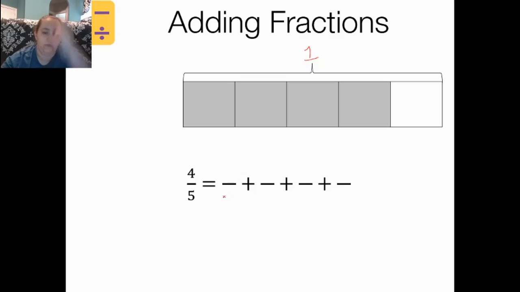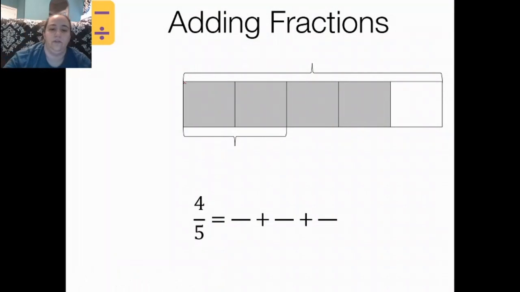So now we're going to write the unit fractions to show this addition sentence. So we have 1/5 plus 1/5 plus 1/5 plus 1/5. So it's showing us how much each unit or box is worth. So we have 4 boxes out of 5, and when we add the unit fractions up, we should get 4/5. So 1/5 plus 1/5 plus 1/5 plus 1/5 should give us 4/5.